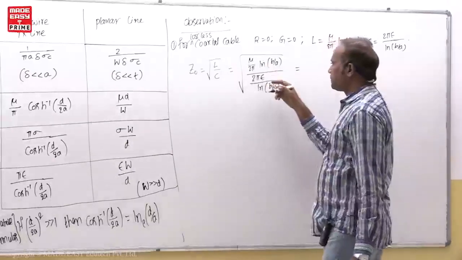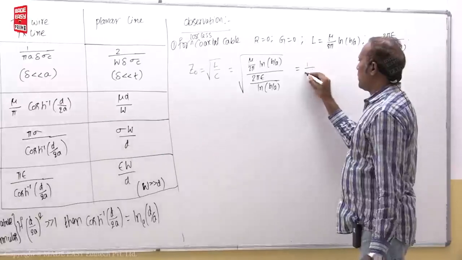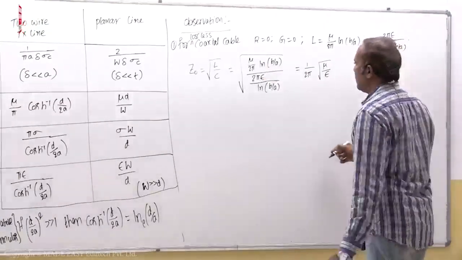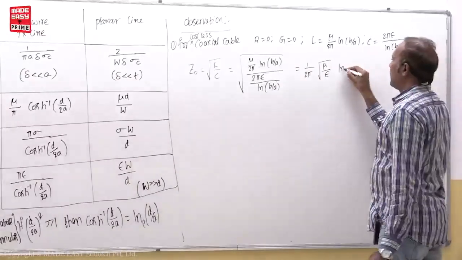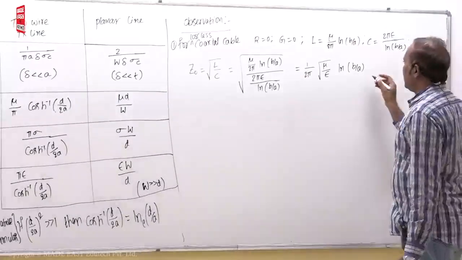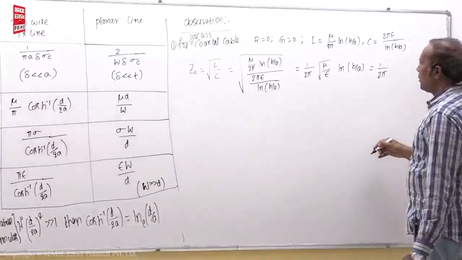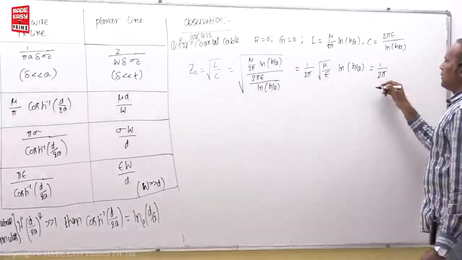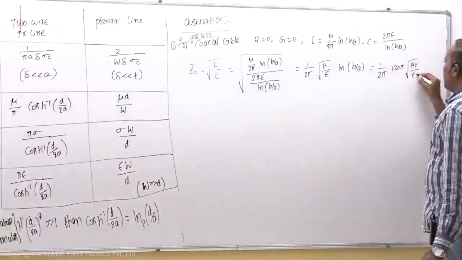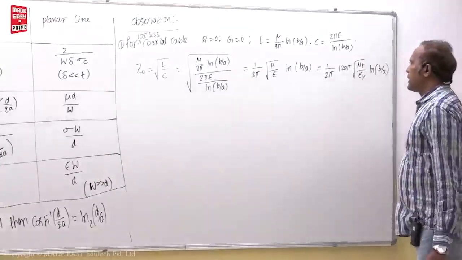So that is equal to 1 by 2 pi root mu by epsilon, and this goes here. So ln b by a, because root of ln b by a whole square. Ultimately, this is equal to 1 by 2 pi, and root mu by epsilon is eta naught, root mu naught by epsilon naught, that is 120 pi root mu r by epsilon r ln b by a. This cancels, you get 60.